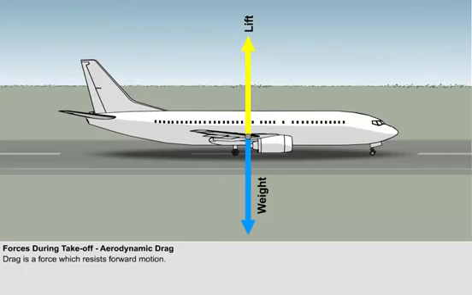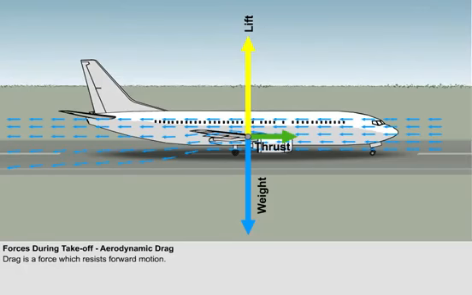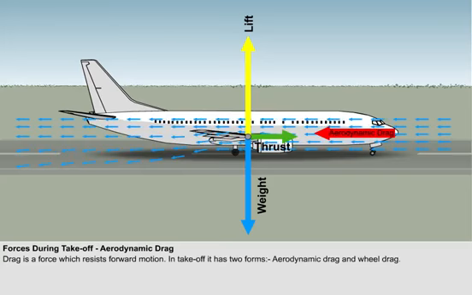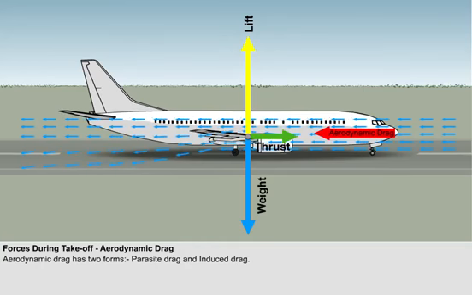There is one more force to consider. As the aeroplane accelerates down the runway, it will encounter several forms of resistance, called drag. Resistance from the air is called aerodynamic drag, and resistance from the wheels and the runway is called wheel drag. We'll deal with aerodynamic drag first. Aerodynamic drag, though, has two forms: parasite drag and induced drag. During takeoff, the only form of aerodynamic drag to concern us is parasite drag.